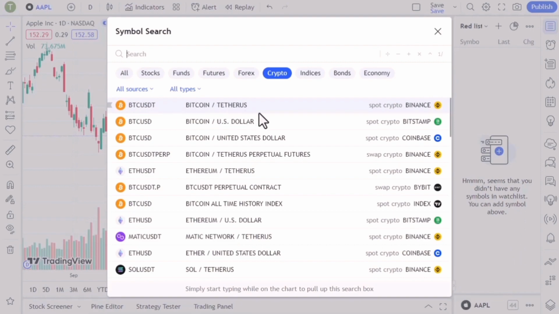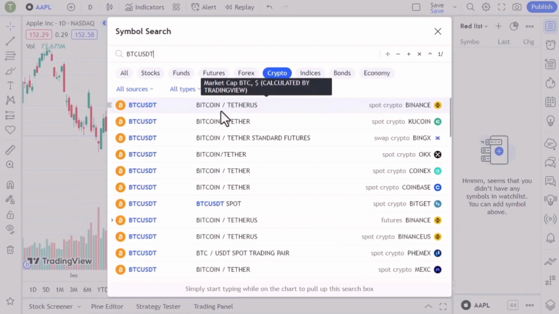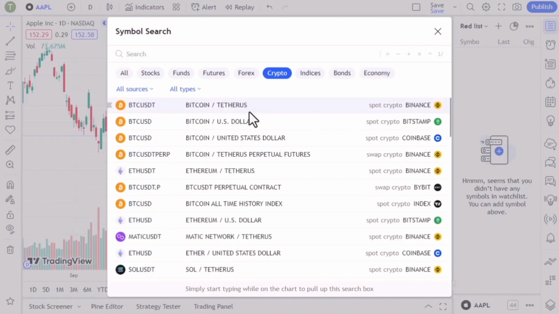But what is the difference with the next one? Don't be fooled. Just read it carefully. This is the chart for Bitcoin to USDT, and the feed is coming from Binance Exchange. I'm going to talk about the differences later on.